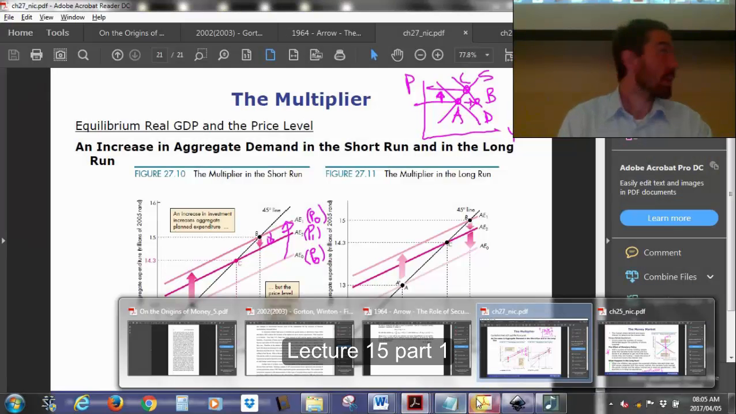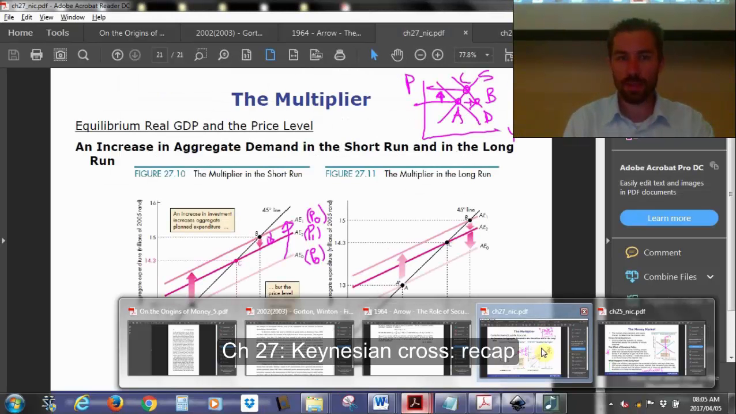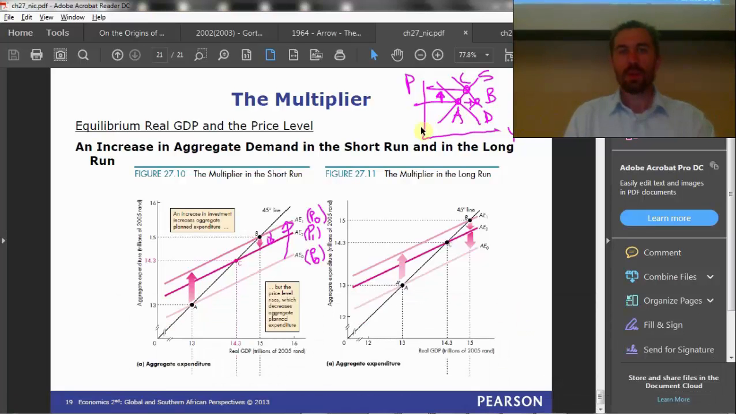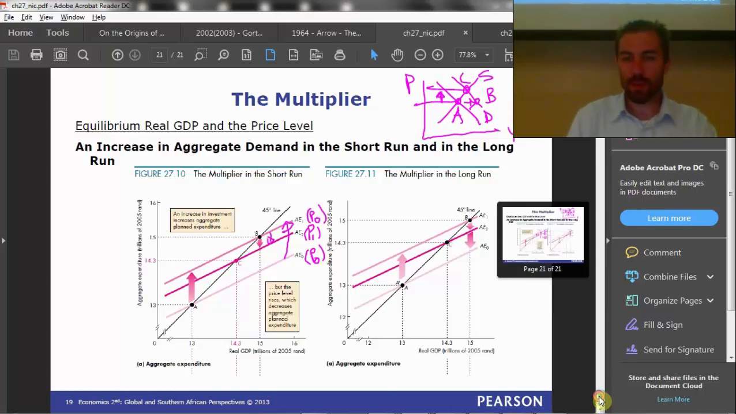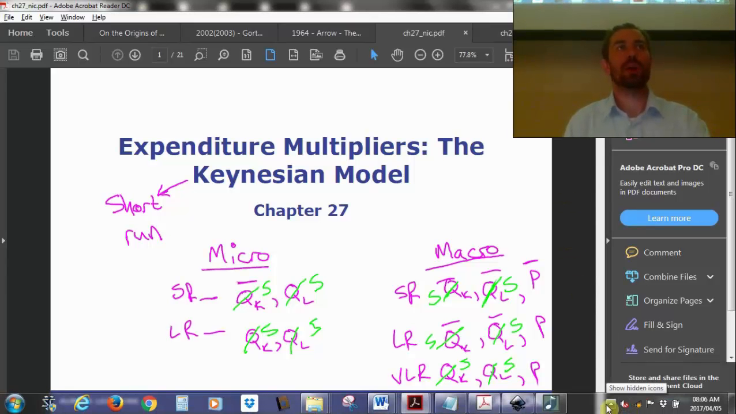What we're going to do today is pick up at the end of where we left off, and we're going to take a slight detour and then come back to where we were. But before we do that, just to recap, we had spoken about chapter 27, which was basically looking at short-run equilibrium in the Keynesian cross diagram, where we just assume that prices are fixed. So without worrying about any kind of change in prices, how do we get equilibrium in our economy?